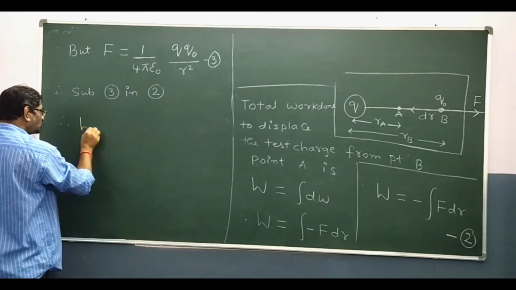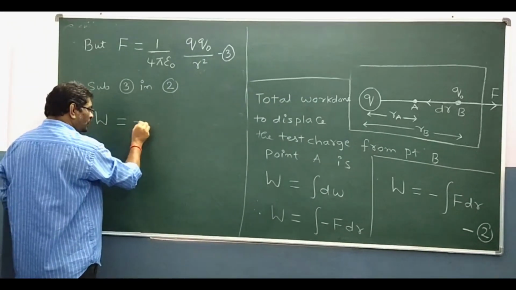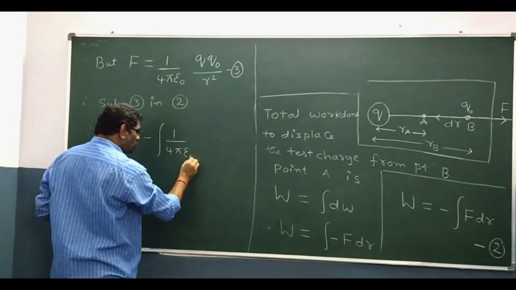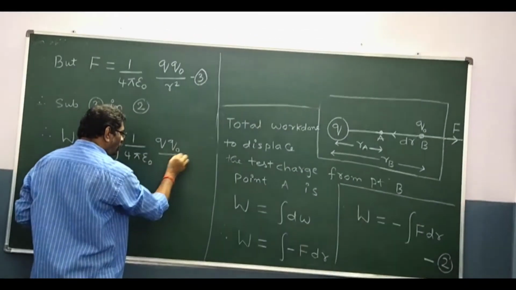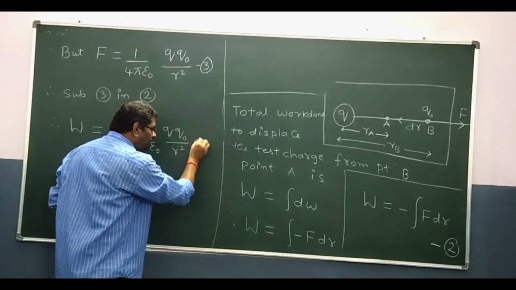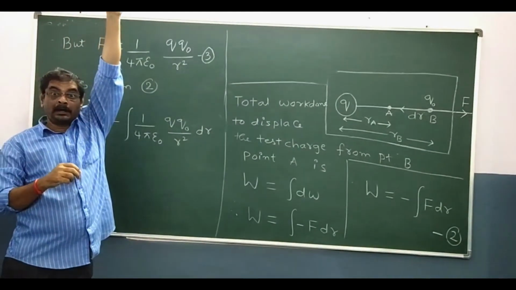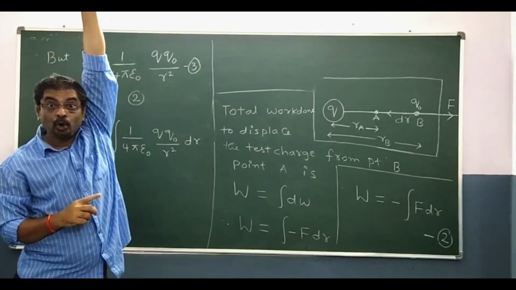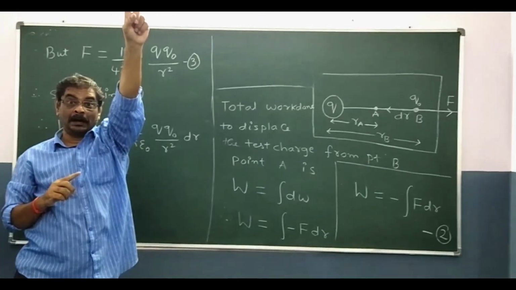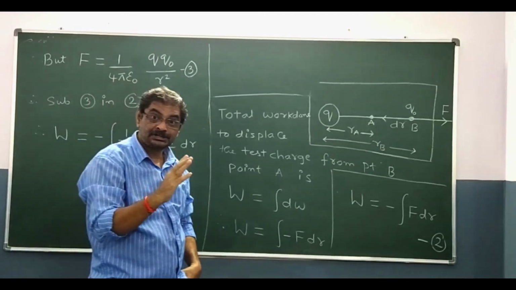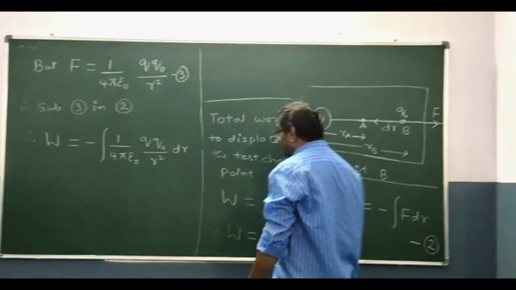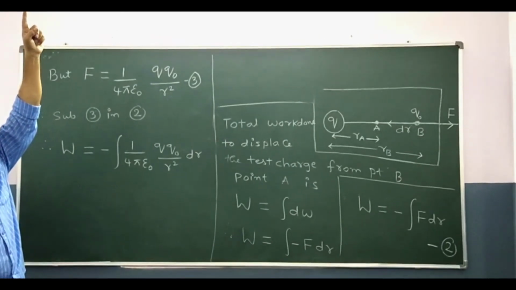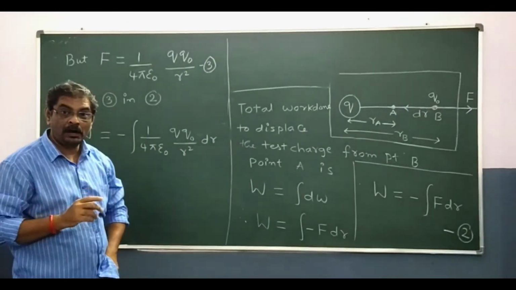Therefore, the total amount of work will be given by minus of F, which is 1 by 4 pi epsilon naught multiplied by Q naught divided by r squared, multiplied by dr. Very simple, I am replacing the formula for the repulsive force. So the total work to displace that test charge from point B to point A will be the minus of the integral of 1 by 4 pi epsilon naught Q naught divided by r squared.